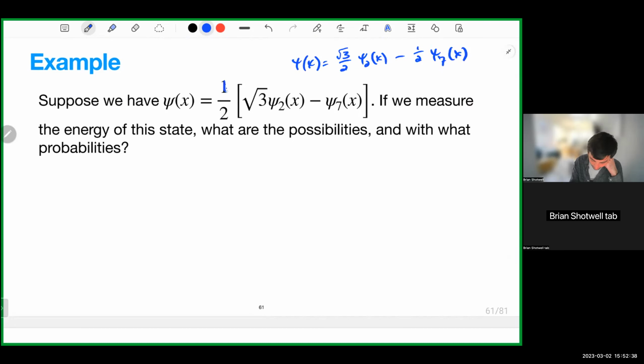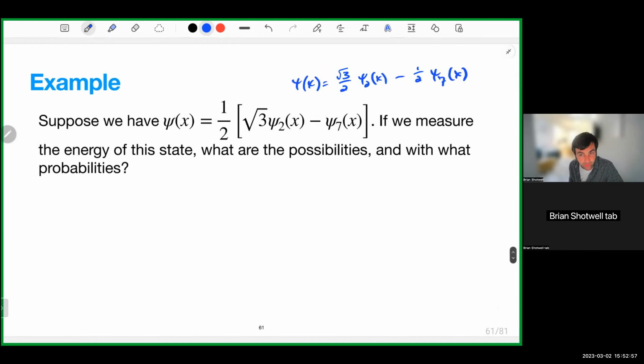Now, why is this factor of 1/2 here? This is so that this whole thing would be normalized. If you didn't have the 1/2 and you did the integral of psi squared, normalizing this whole wave function, you would see that you needed something of absolute value 1/2 in front.